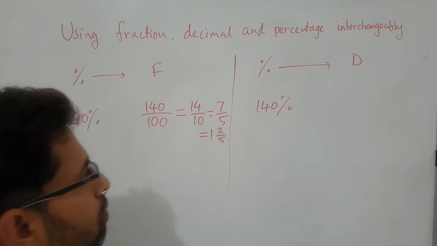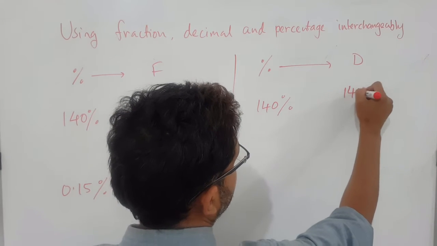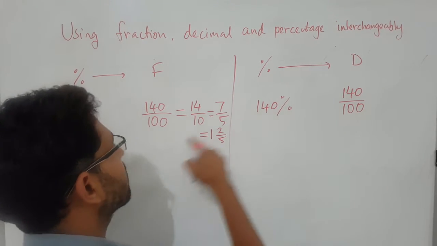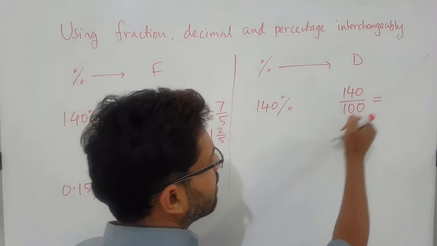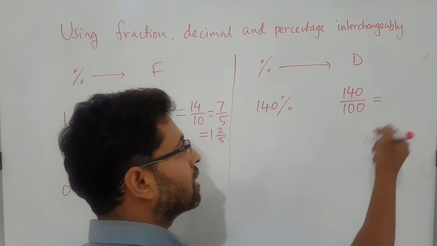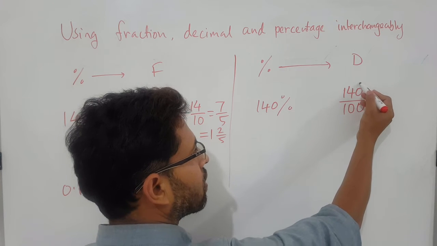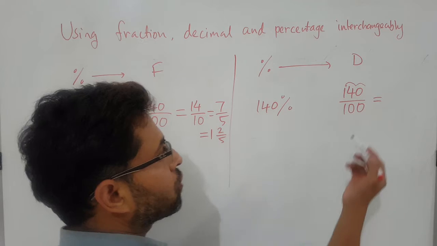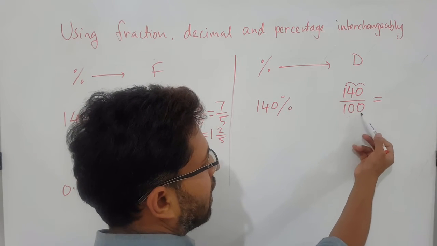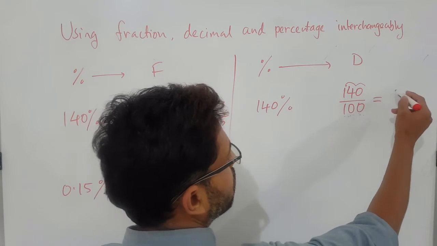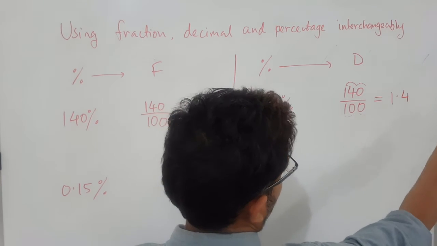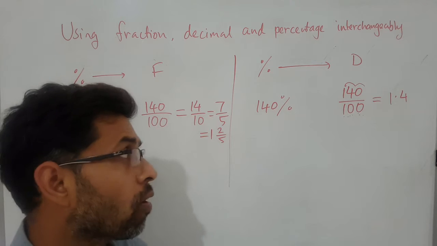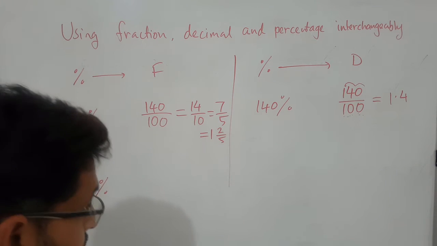If you convert to decimal, it's basically 140 out of 100, so I can write it in fractional form. But from here you can easily see, when you're dividing by 100, the decimal moves to the left by 2 decimal places, because you are dividing by 100. So it means 1.40, or we can write 1.4. So this is the decimal form of that 140%.